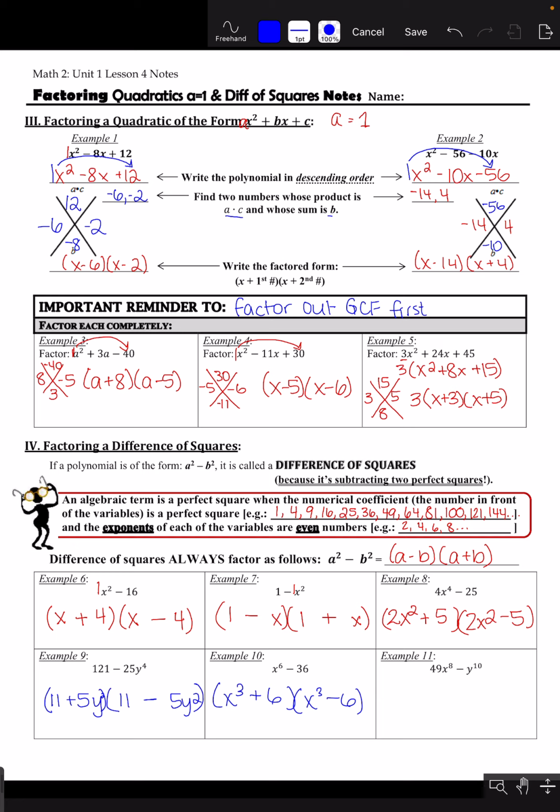And then example 11, we've got 49x to the 8th minus y to the 10th. We've got 2 terms, subtraction, even exponents, and perfect square coefficients. So 49 has 7 as its perfect square factor. And then we'll cut that x to the 8th in half. So 7x to the 4th minus y to the 5th, cutting that y to the 10th in half. One will be minus and one will be plus. Order doesn't matter.